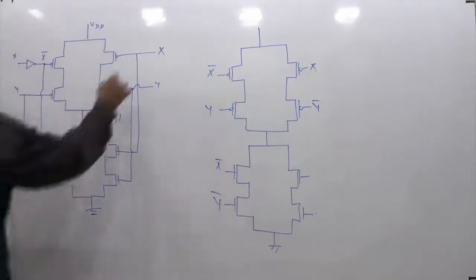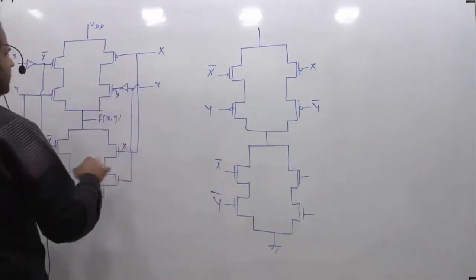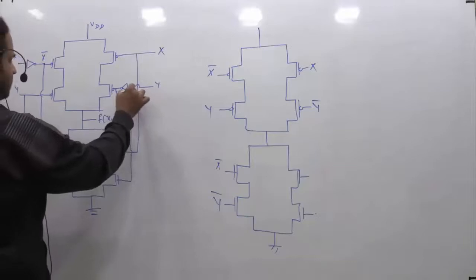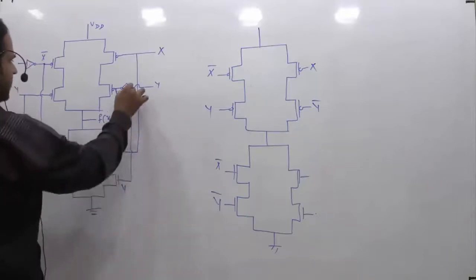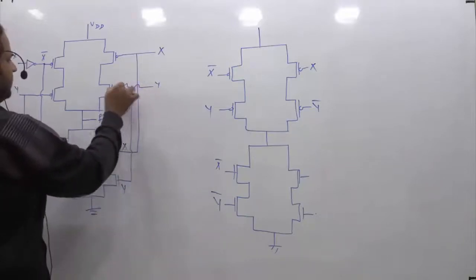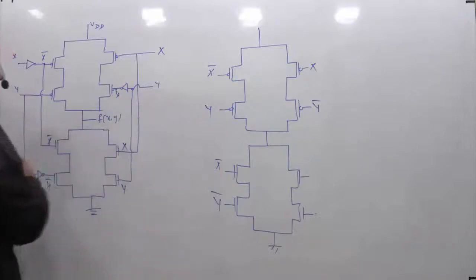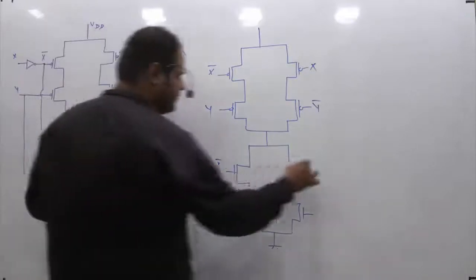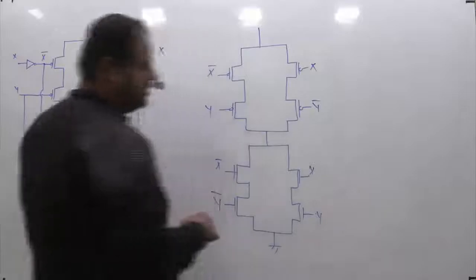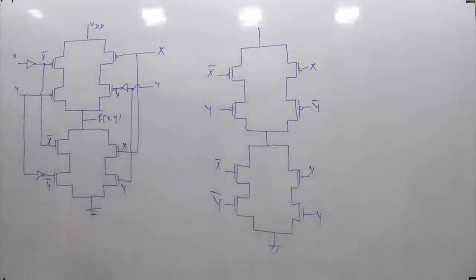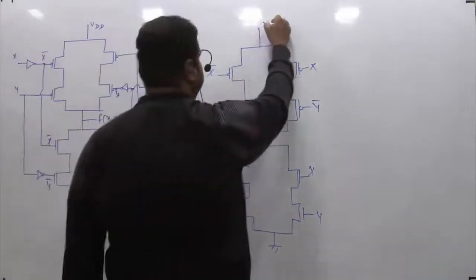Similarly, if this is X, this is also X, and if this is Y, this is also Y, because you can see this is Y bar, but we have given the connection from here, so this is also Y. So this is X and this is your Y. This is the corresponding simplified diagram, and this is the supply VDD.